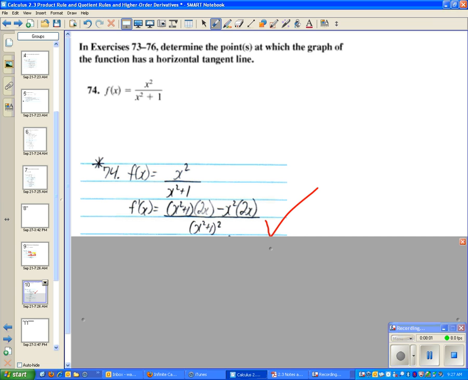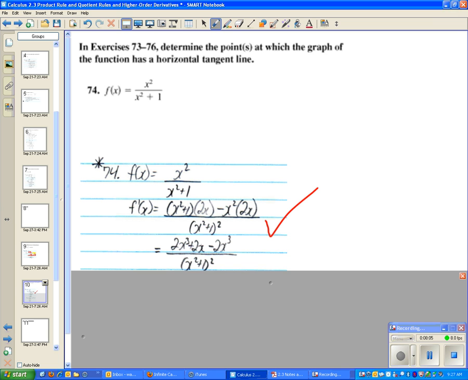All right. Now let's simplify this thing. 8. So 2x, 8 more months. I looked at my paper like, I didn't get 8. Okay, 8 more months of school.